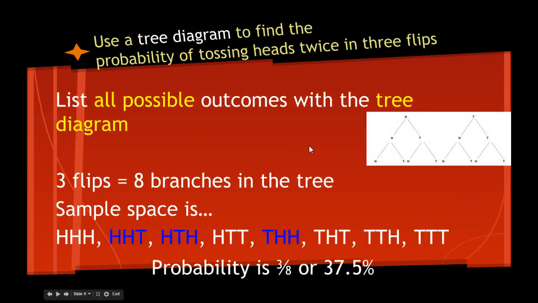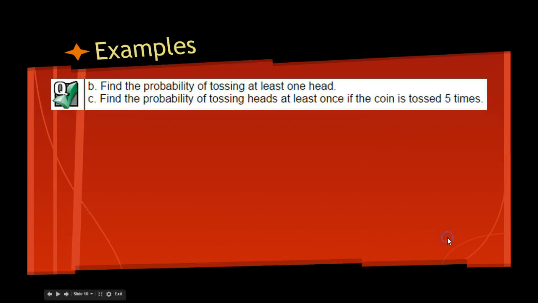Let's take a look at our sample space, and we'll see that is confirmed. So the probability of tossing no heads only occurs once, and that's when we've got 3 tails. So that's 1/8.